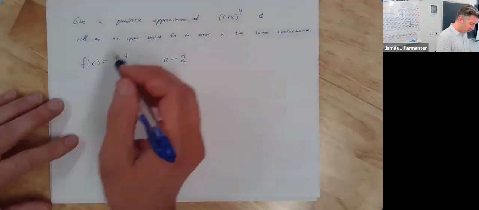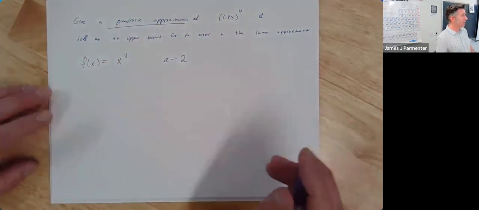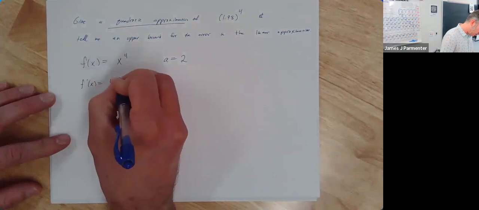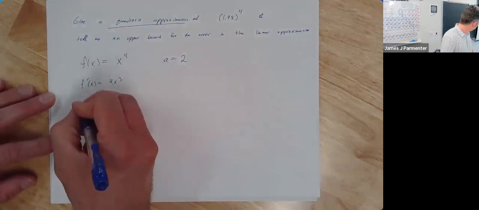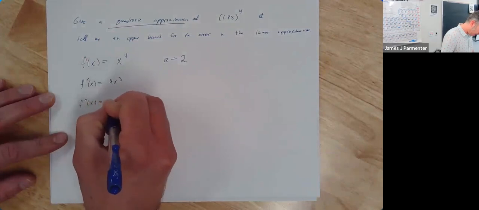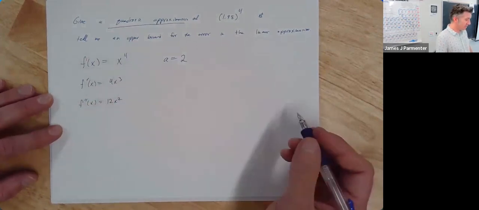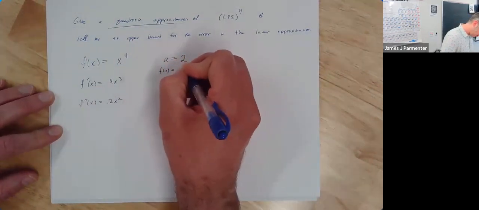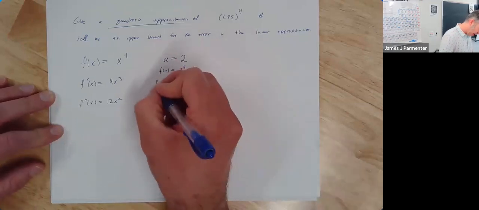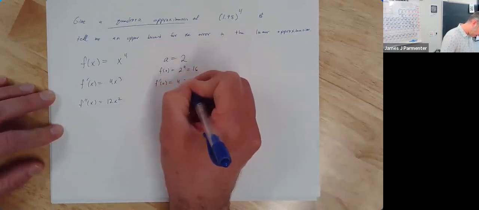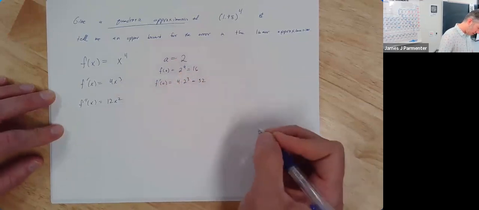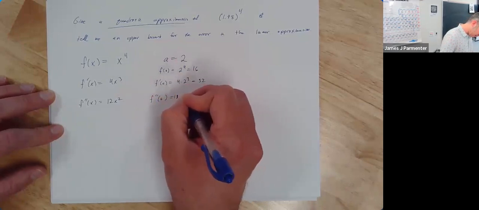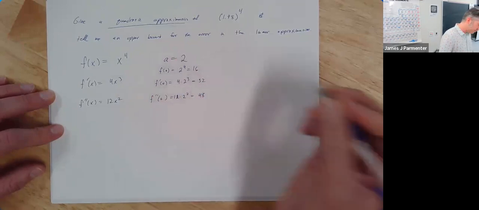All right, so then if we're doing the quadratic approximation, we need both the first derivative and the second derivative. So my first derivative is going to be 4x cubed. Numbers might get kind of big here. Oh, well. My second derivative is going to be 12x squared. And then we actually have to plug in a as well. So f of a is going to be 2 to the 4th, which is 16. And f prime of a is going to be 4 times 2 cubed, which is 4 times 8, which is 32. And f double prime of a is going to be 12 times 2 squared, which is 12 times 4, which is 48. Awesome.